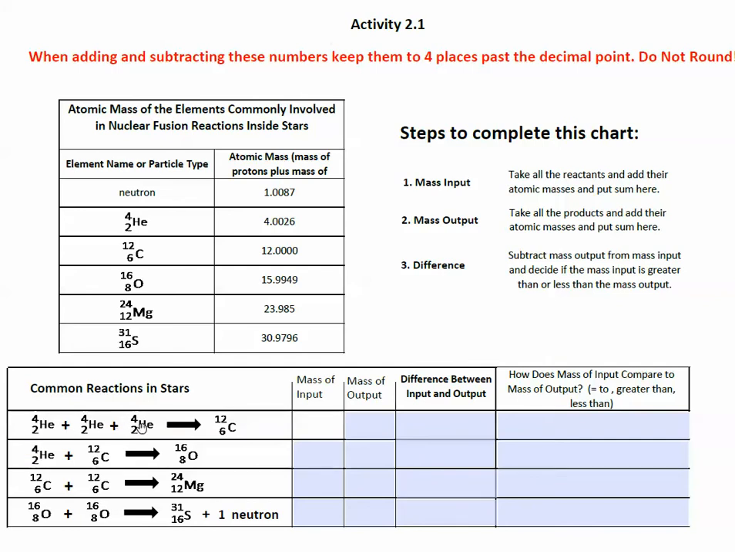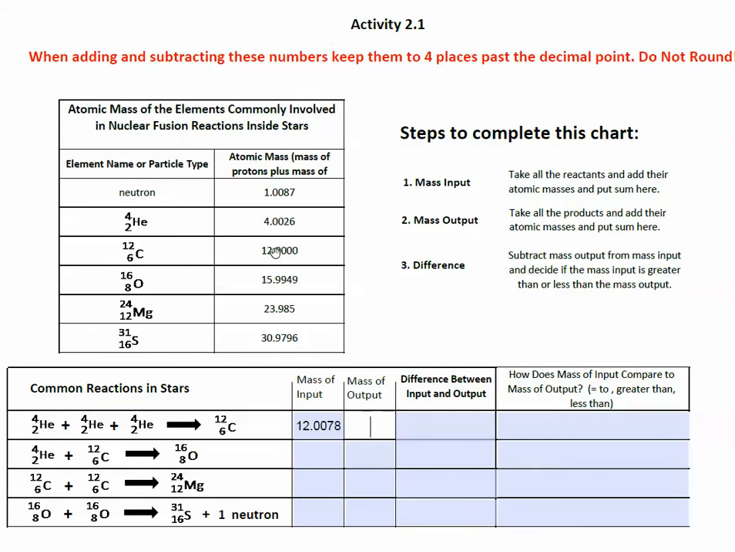So in example 1 here, I have 3 helium atoms. So I want to go up and find the mass of helium, which is 4.0026. And since there are 3 of them, I'm going to take that and multiply it by 3. So you do that in your calculator, 4.0026 times 3, and you get 12.0078. The mass output is a single carbon atom right here, anything after the arrow.